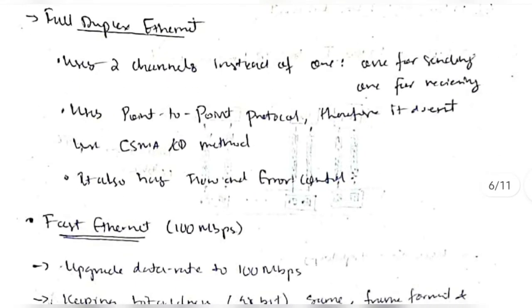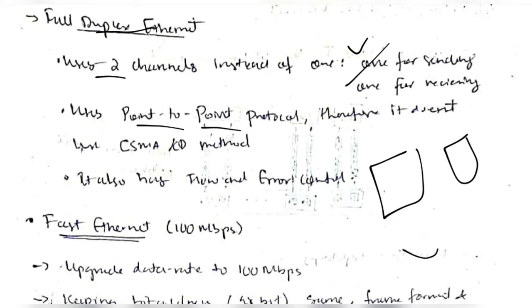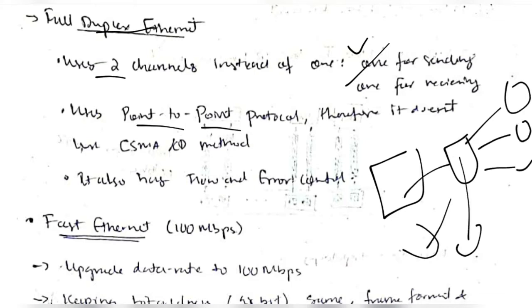And it uses full duplex. Full duplex means two channels are there, one for sending and one for receiving, okay. And it uses point-to-point protocol, which means it doesn't have a switch-like arrangement with multiple devices connected to a single thing sending to multiple devices. It's not like that. There will be an individual connection between each device, okay.